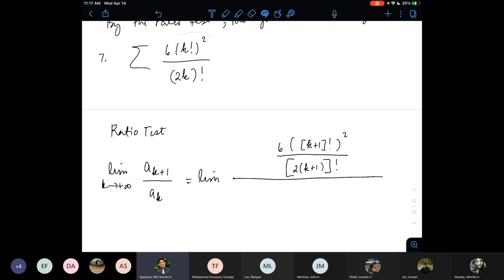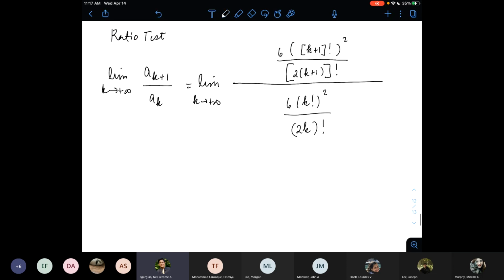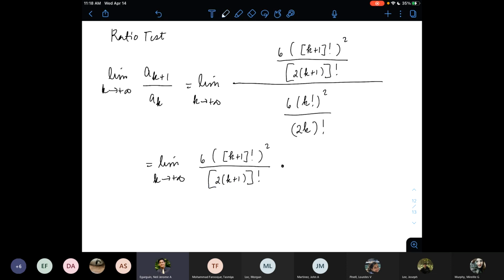And then the k term is just this guy copied over. So let me duplicate that. And that's what we have here. And we take the limit as k approaches infinity. Now I'll turn it into a product so that we see which cancels out. So here, duplicate this guy times the reciprocal of the divisor: (2k) factorial all over 6 times (k factorial) squared.